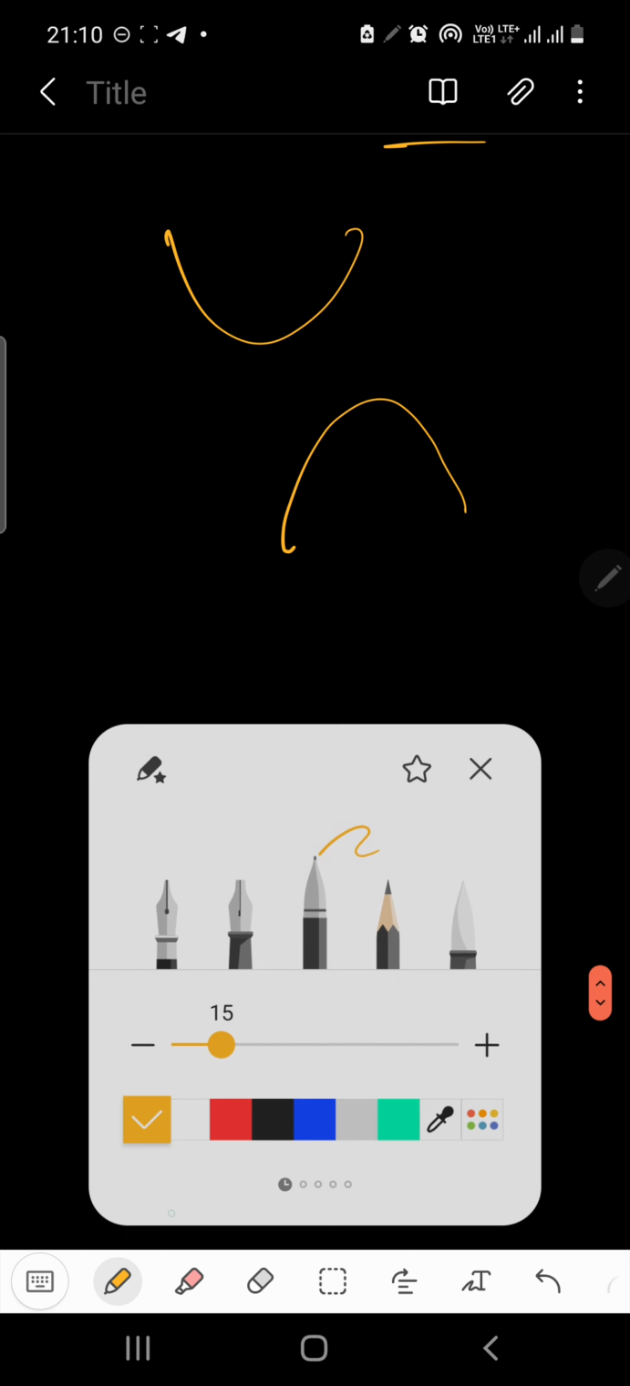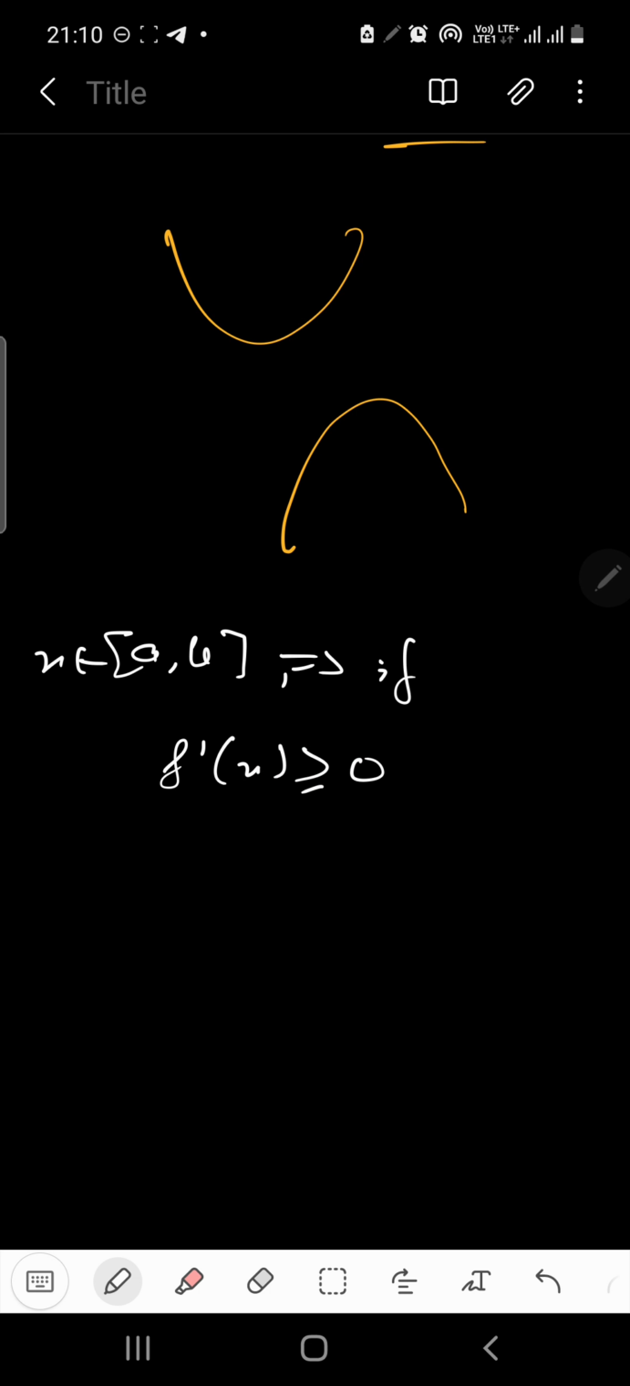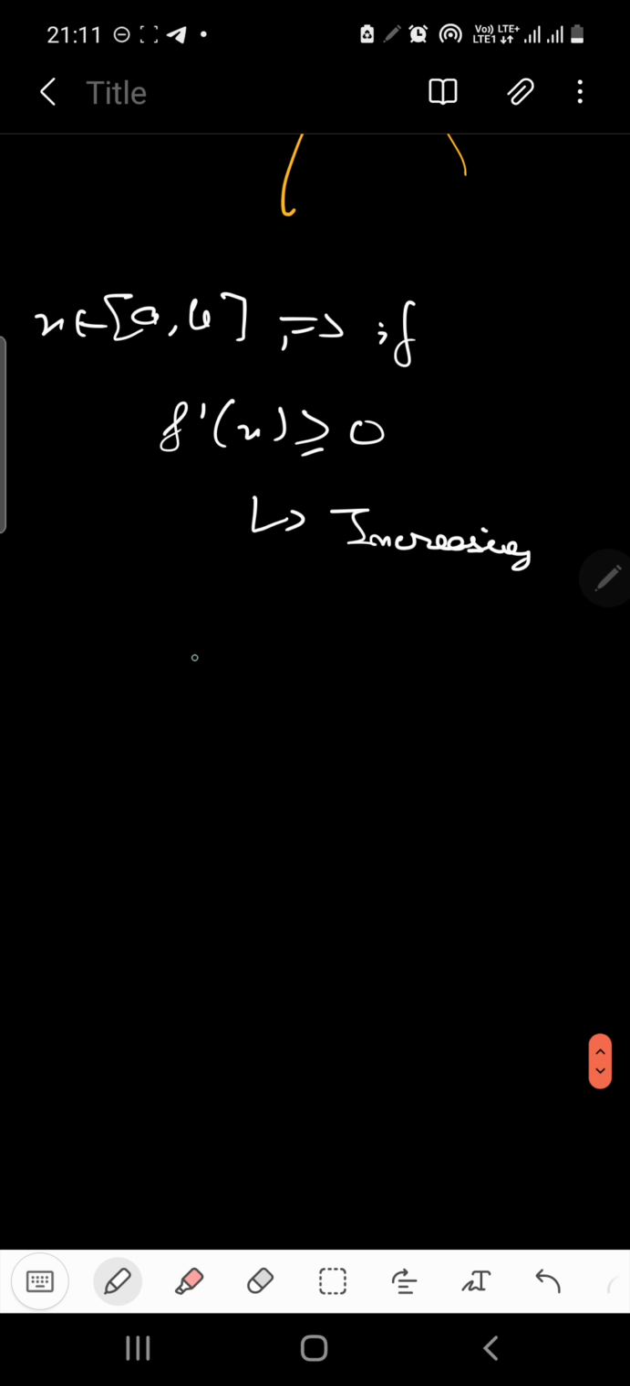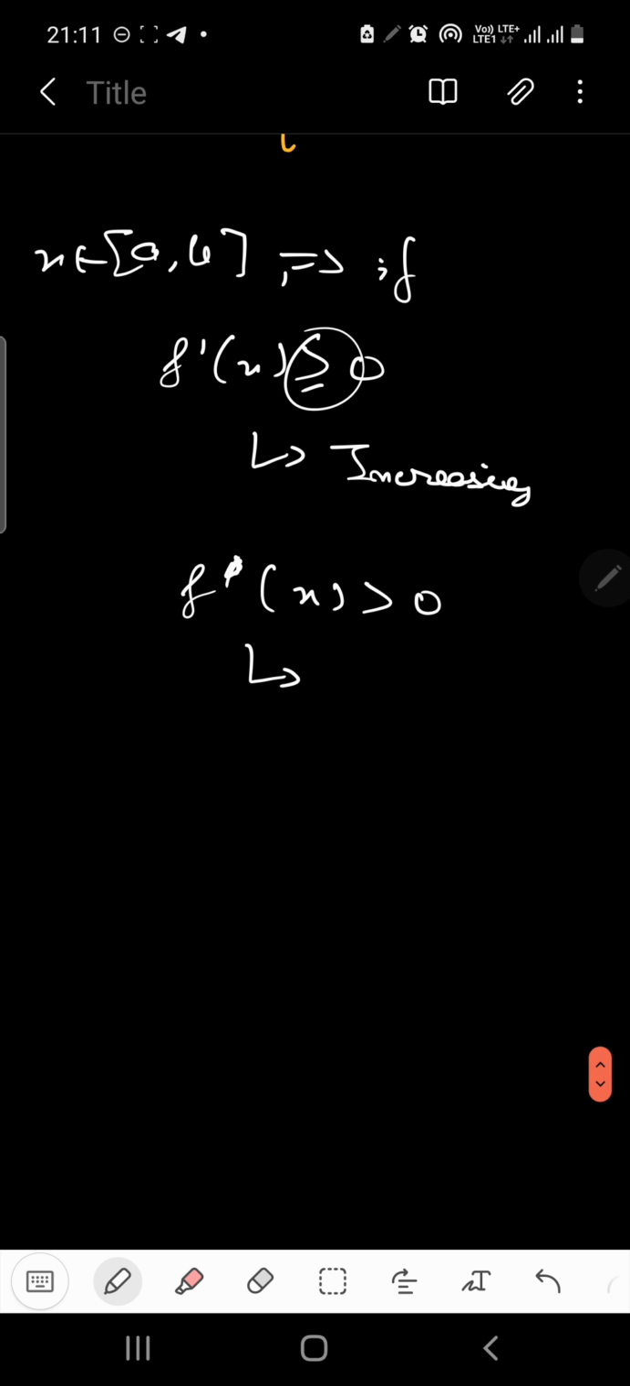Acha, finding the increasing and decreasing part of a function. Let's say x belongs to the interval AB. If you have f dash x greater than or equal to 0, then the curve is increasing in that interval. If it is greater than 0, then it is called strictly increasing. Same goes for less than 0. If it is less than 0, it is called strictly decreasing. If it is less than or equal to 0, then it is called decreasing. This portion is clear, I guess.